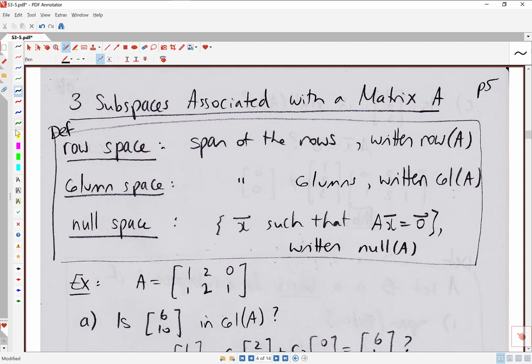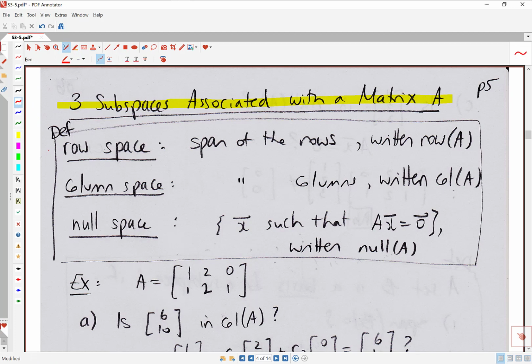So next idea that we're going to look at, now that we have a sense of what a subspace is, something like a line through the origin or a plane through the origin, we're going to look at 3 important subspaces that are associated with a matrix. So let's say someone gives you a matrix, 3 subspaces that we can create from that matrix. So let's look at these one by one.